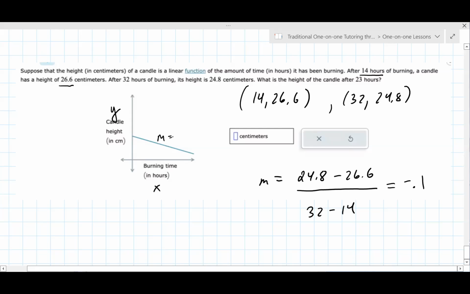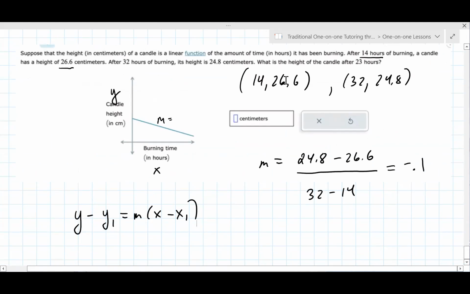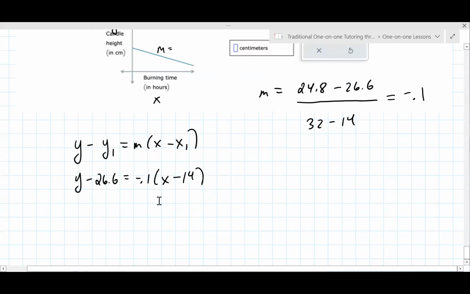You have your choice of equation that you're going to write. I know the tendency is to go to y equals mx plus b. You're better off using this one though, and the reason is you can use one point or the other. I'll just use the first one. So it's y minus 26.6 equals m, minus 0.1, times x minus 14. This will be a lot easier to evaluate. We're going to move this 26.6 over. So y equals minus 0.1 times x minus 14, plus 26.6.